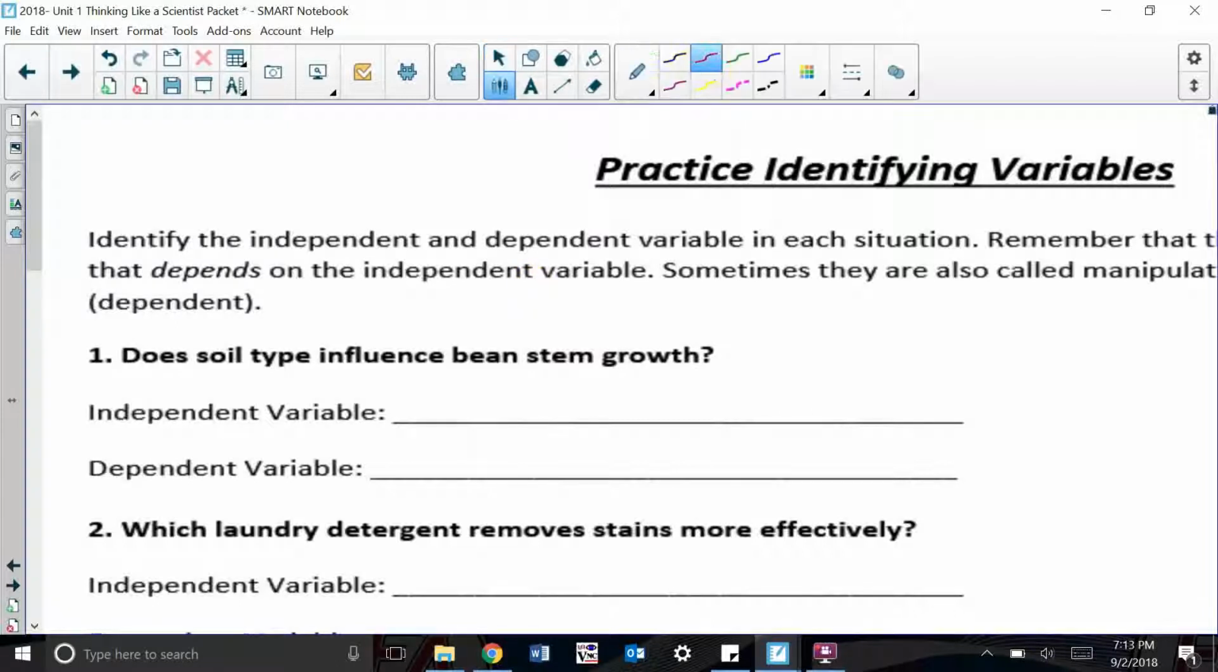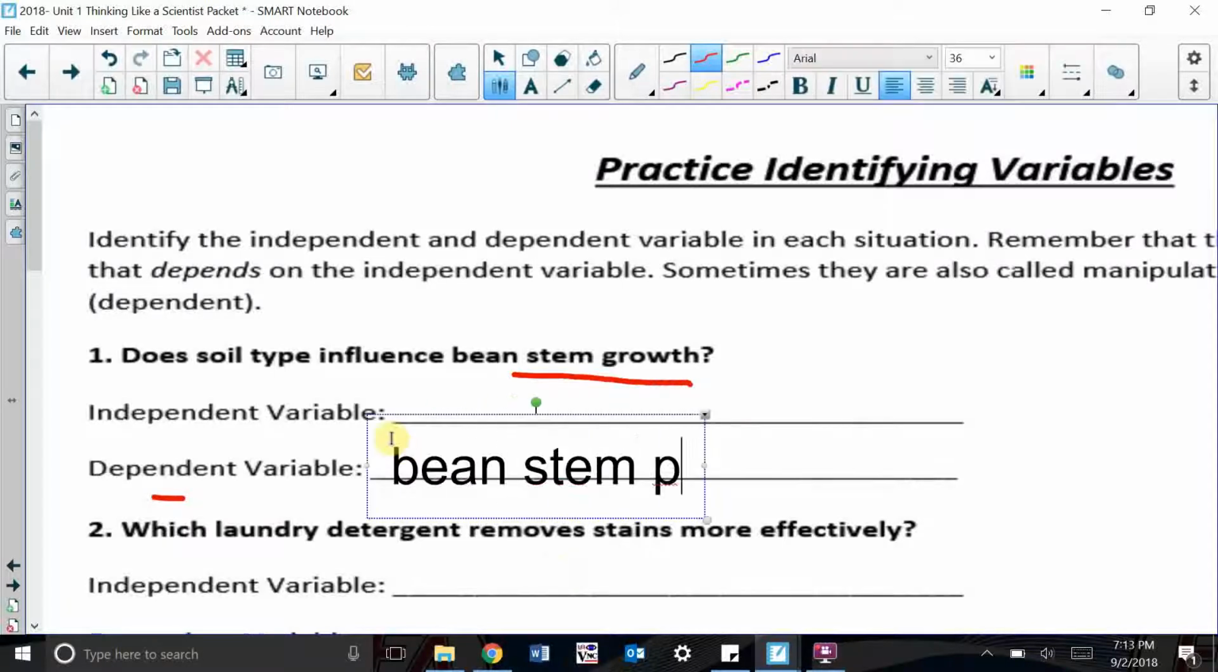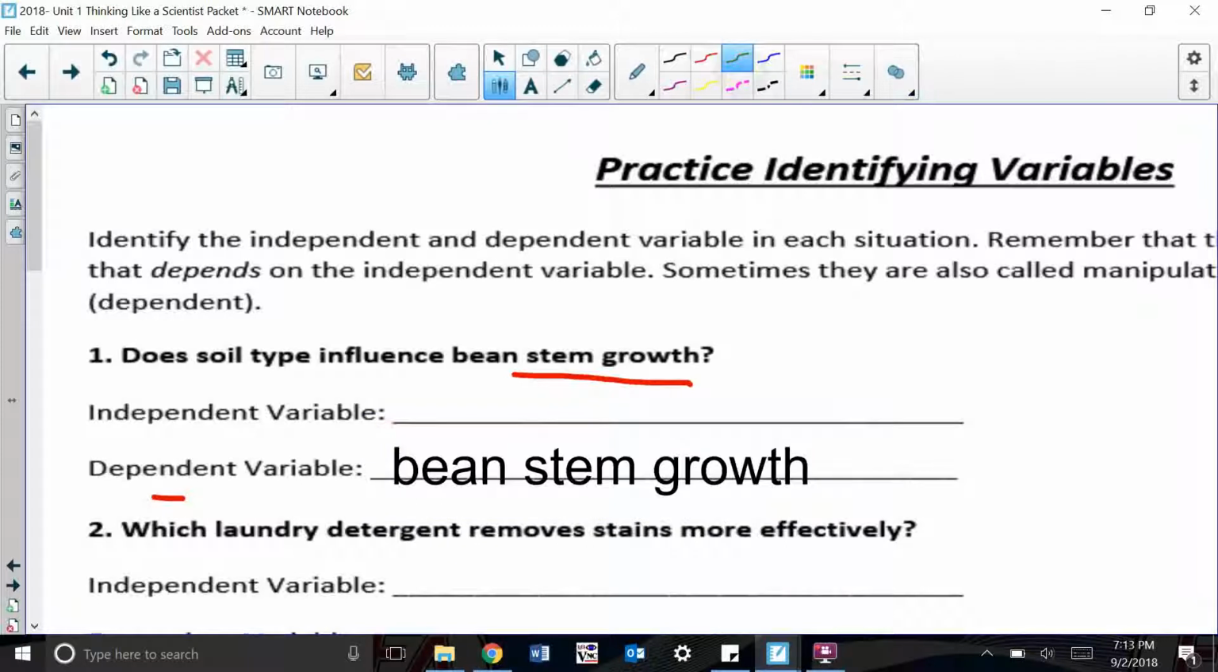So if we're looking at this example, it says, does soil type influence bean stem growth? As a teacher, I find it easier to identify the dependent variable first, and it's always what we're measuring, right? So we look at the example, we're going to measure bean stem growth here. For our independent variable, remember it's something that's changing. So in this experiment, I'm going to be changing the soil type. I'm going to change the soil type to see if it influences my stem growth.